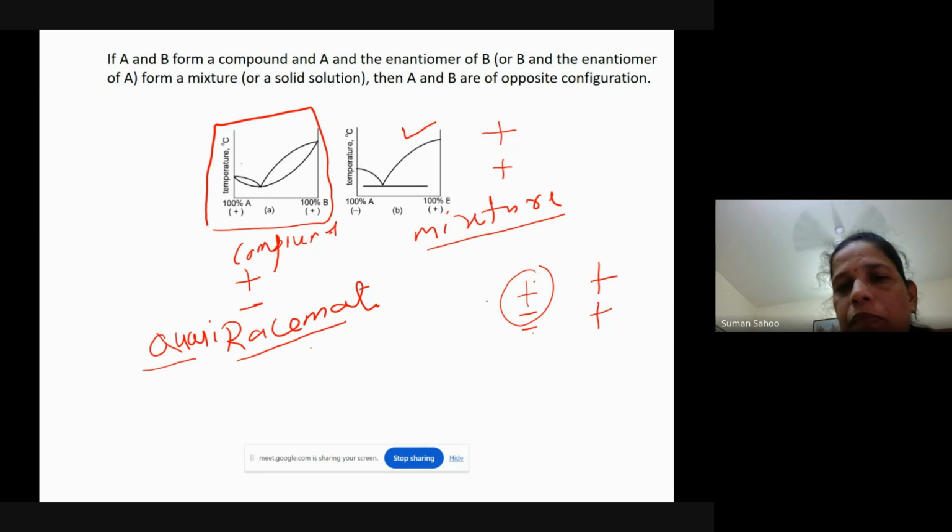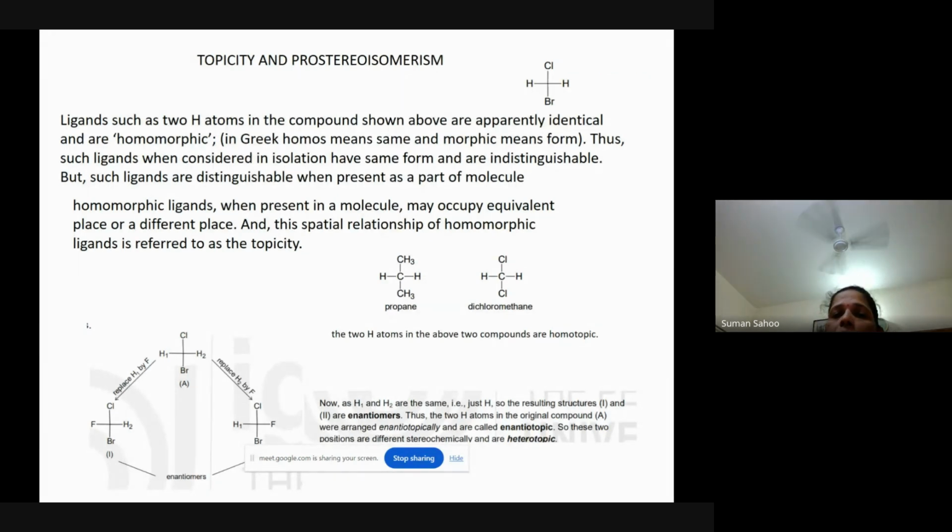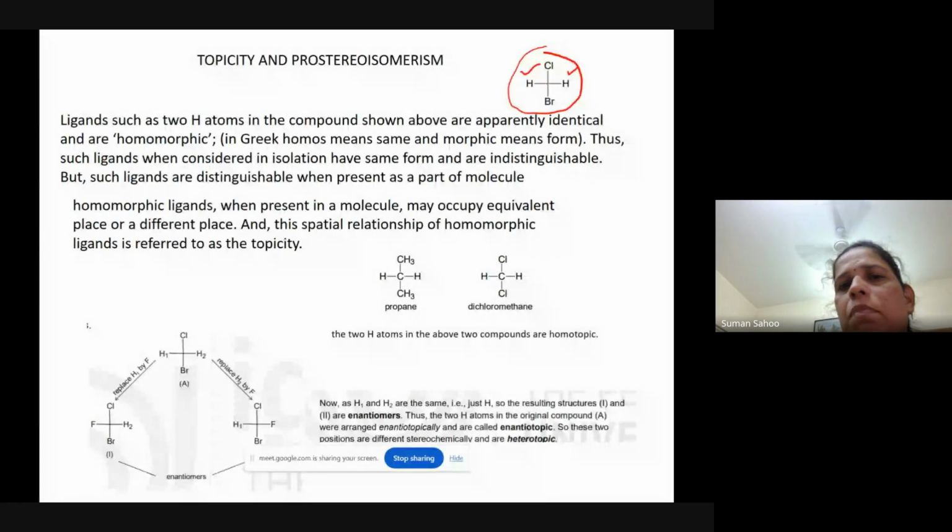In this way you can know the configuration of your supplied compound. Next comes topicity and pro-stereoisomerism. We have stereoisomerism, so what are pro-stereoisomerism and topicity? Look at this molecule. Here we have two hydrogens on this carbon, and these two hydrogens are apparently identical. These are known as homomorphic. We can also call them ligands, because if carbon is the central atom, then these are attached to this carbon.